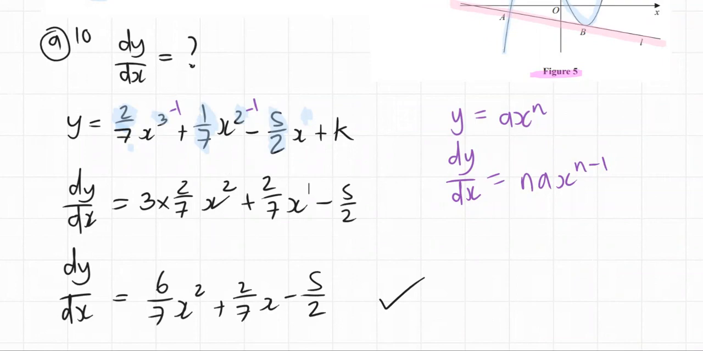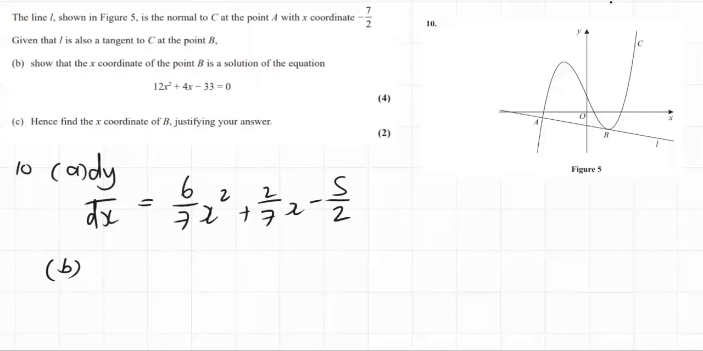Part B. Some information is given about the line L. The line L, which is shown here, is a normal to the curve at point A, with the x coordinate of minus 7 over 2. So part B asks, show that the x coordinate of point B is a solution, one of the solutions, of this equation.